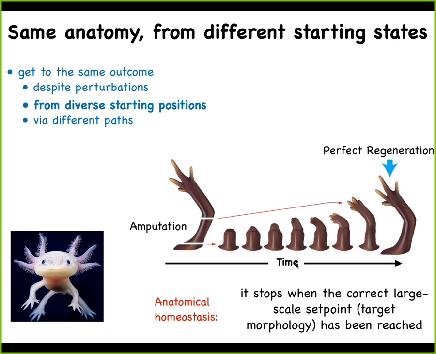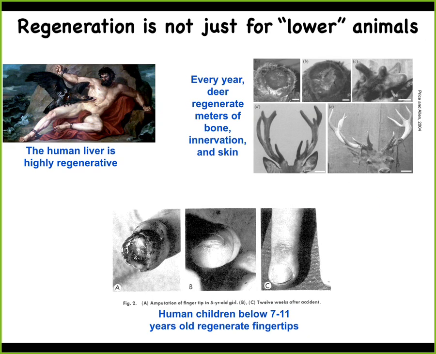That starts to suggest the process of anatomical homeostasis, meaning that in this walk in the space of possible morphologies, the system not only ends up where it needs to go, but then it can actually stop and stabilize where it needs to go. By the way, regeneration isn't just for worms and amphibians. Humans have a highly regenerative liver. Even the ancient Greeks seem to have known that. I have no idea how they knew that.